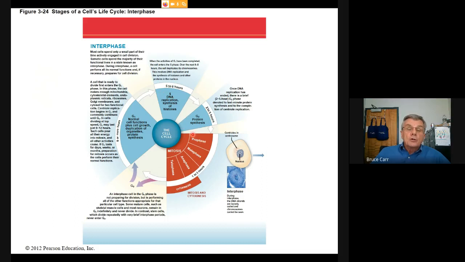The red part shows the condensation of the chromosomes through stages called prophase, metaphase, anaphase, and telophase. Prophase, that dispersed string coils up into the condensed chromosomes. Metaphase, they migrate to the center and line up.